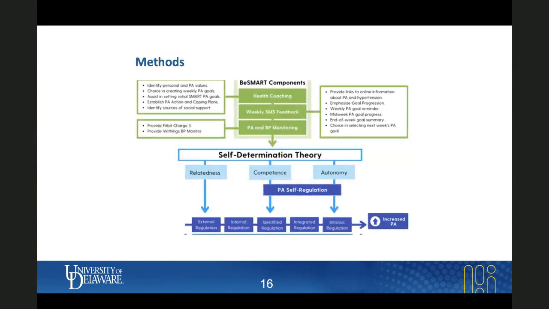So methods. There are multiple components to the BSmart system. One is the health coaching. As I mentioned, it's a semi-autonomous system, so health coaching is done both by humans and by the BSmart automated system. And then there is the weekly SMS feedback. In the feedback, you say what is your goal reminder. In the midweek, the goal progress, and at the end of the week, you say what is your goal summary, and then you have the choice of selecting next week's goals.